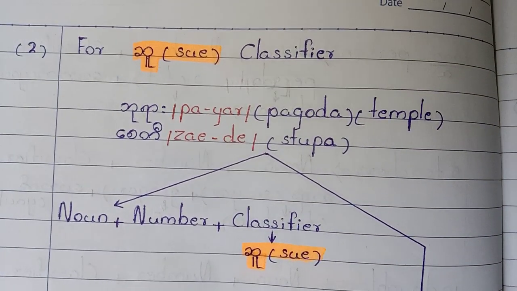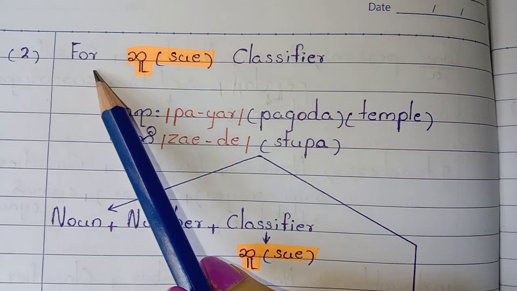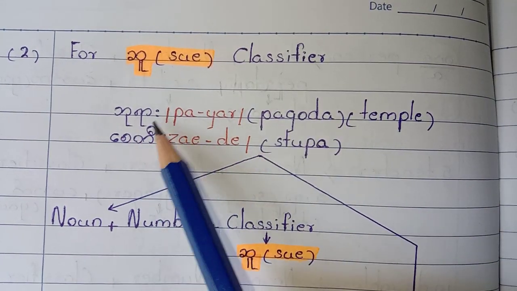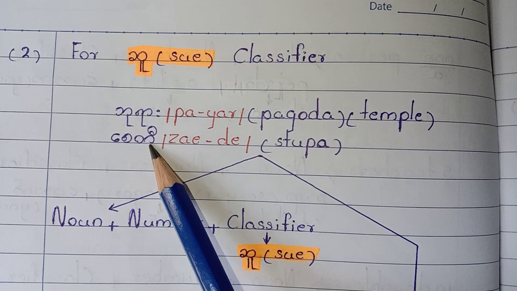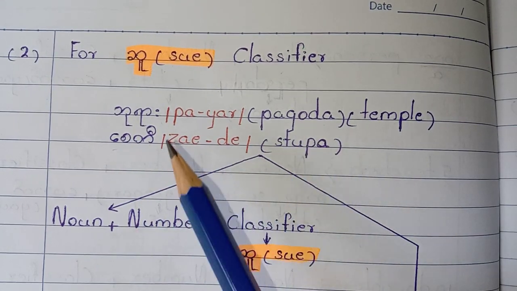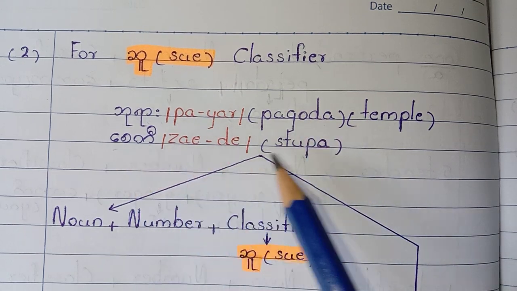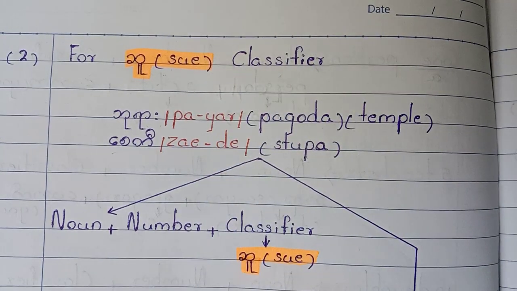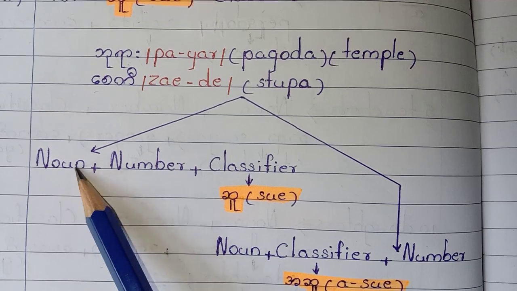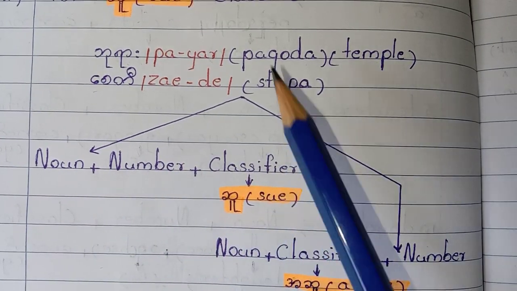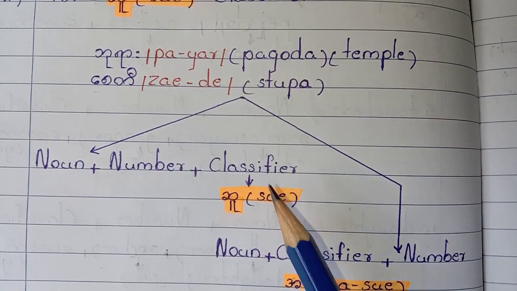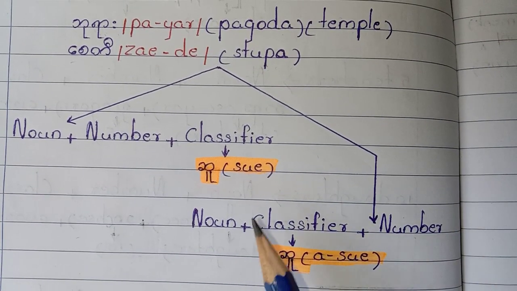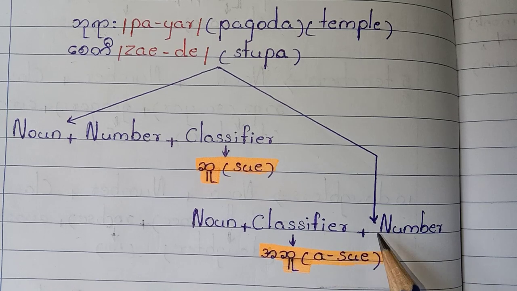This time we will learn the su classifier. Pesha means pagoda or temple, and then city means stupa. For those, you have to use the su classifier. Part A, noun plus number plus classifier. The classifier must be su for pagodas, temples, and stupas. Part B, noun plus classifier plus number.